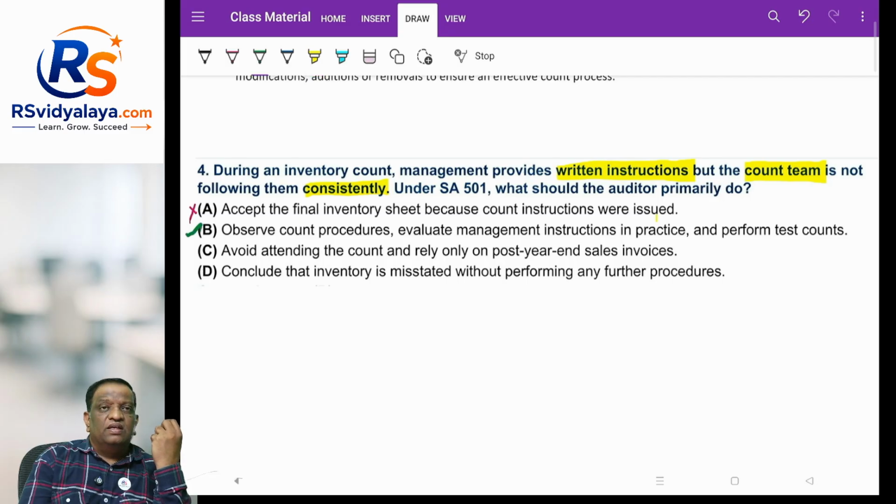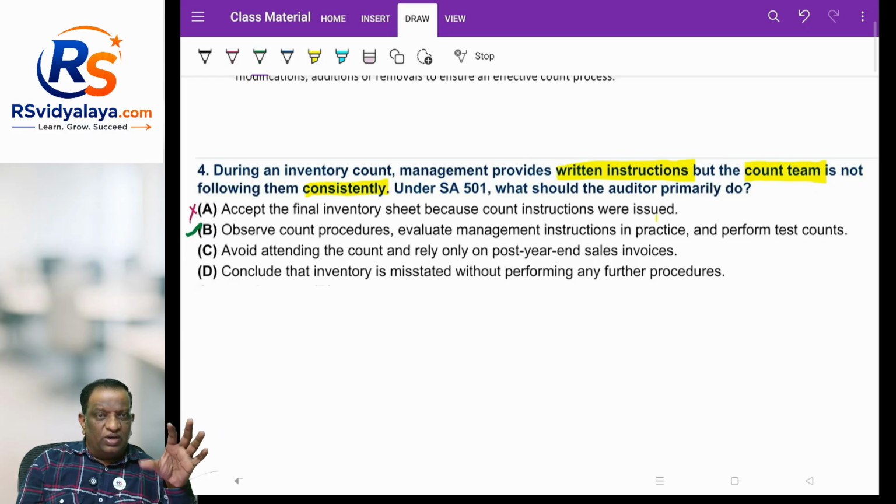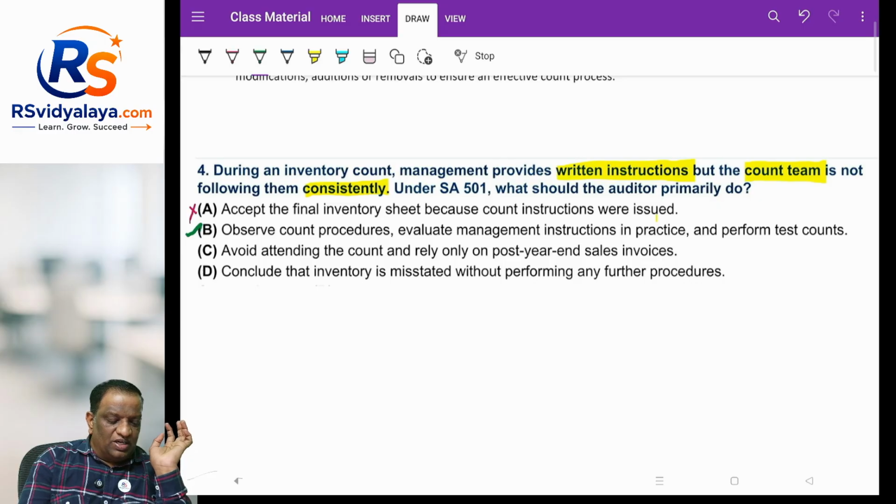So let's say this is the answer, but in all MCQs in your exams, you have to read till the last option. Though we are already sure that B is the point, we must read till D under the elimination method. Now the third one: avoid attending the count and rely on post year-end sales. Why avoid? The auditor must attend. So this is straight away wrong. And the last: conclude that the inventory is misstated.